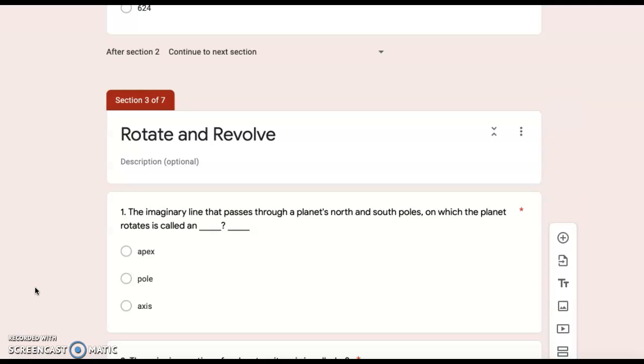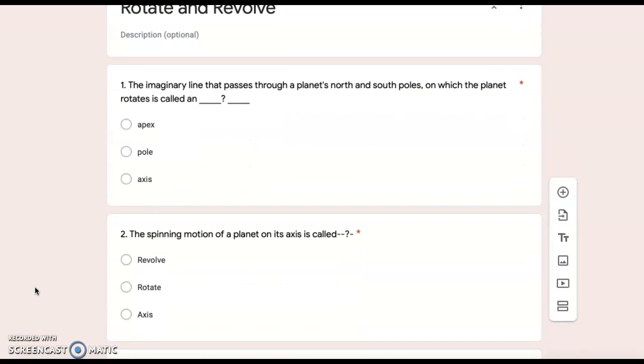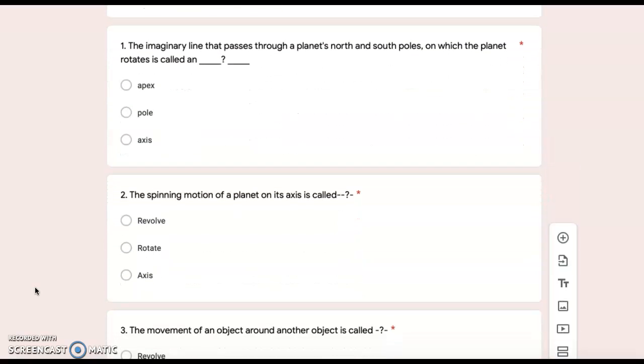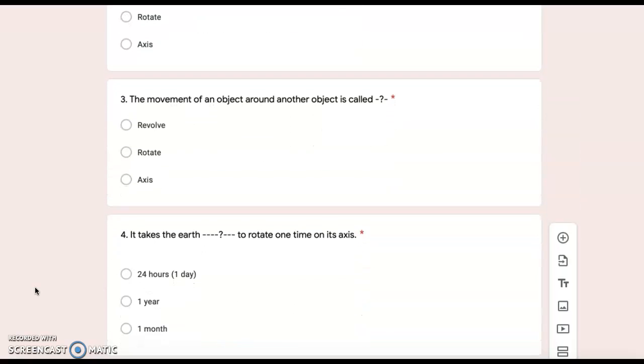Number 1. The imaginary line that passes through a planet's north and south poles on which the planet rotates is called apex, pole, or axis. Number 2. The spinning motion of a planet on its axis is called revolve, rotate, or axis. Number 3. The movement of an object around another object is called revolve, rotate, or axis.